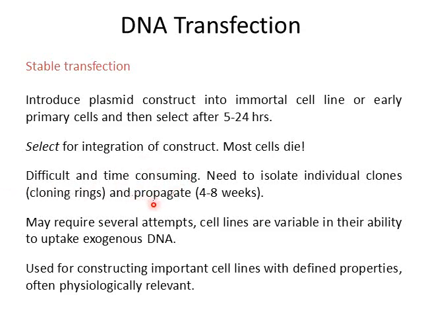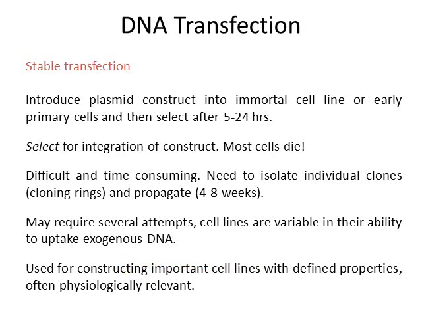time consuming. What you actually need to do is identify individual clones, so a single cell that's undergone that event. And then when you've identified that cell, you isolate it in the tissue culture flask by placing a ring over that cell and allowing it to grow for several more weeks. It can require several attempts, it takes a long time, and uses a lot of reagents. So for those reasons, it's only really used when constructing very important cell lines with defined properties that you're going to work with over a long period of time during the research project.